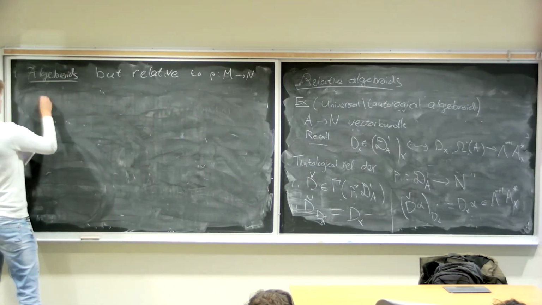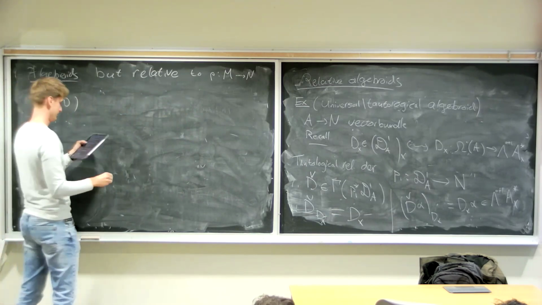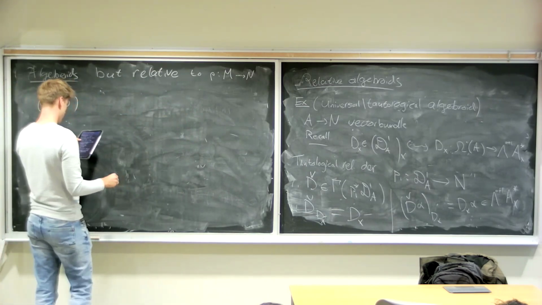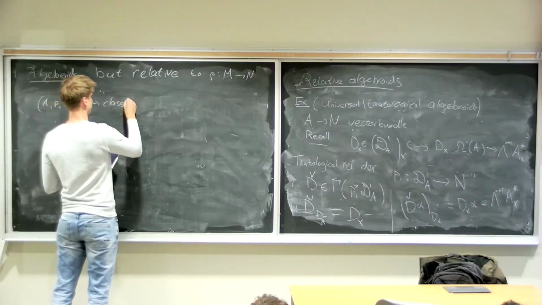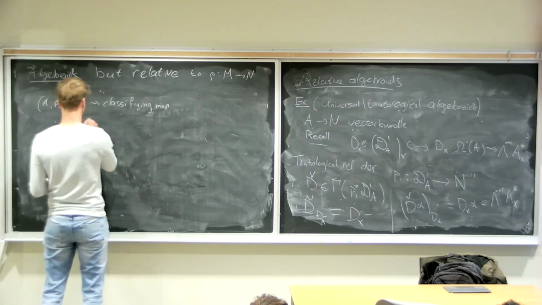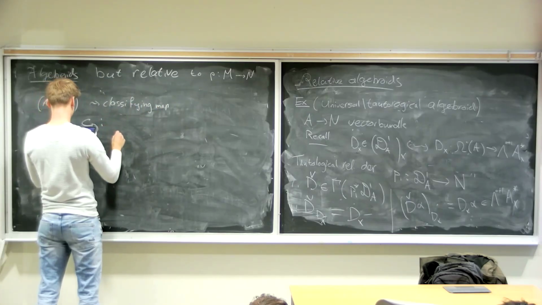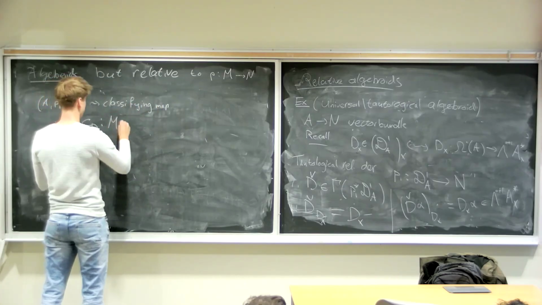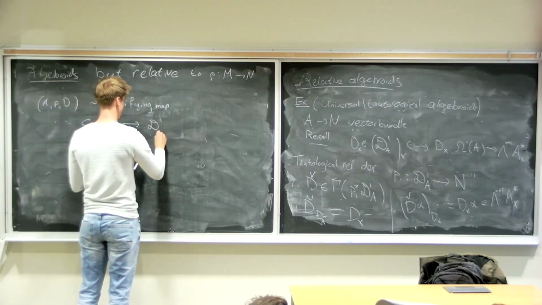So A, B, P is any relative algebroid. Then we get a classifying map, and it's determined by the derivation. It goes from M to D1 of A.